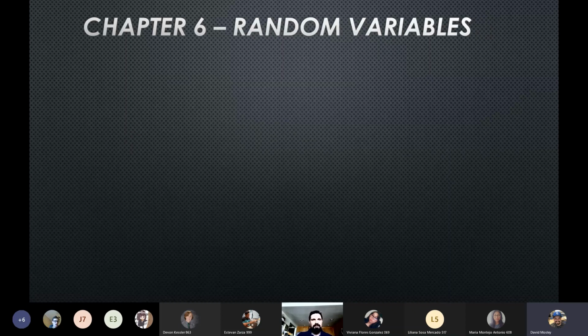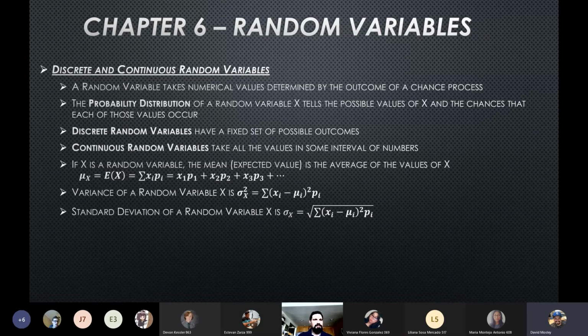Then we get into the beginning of second semester with chapter 6 on random variables. We dealt with discrete and continuous random variables. A random variable takes numerical values determined by the outcome of a chance process. The probability distribution of a random variable x tells the possible values of x and the chances that each of these values occur. Again, this is essentially the same idea as on the previous one with chapter 5.